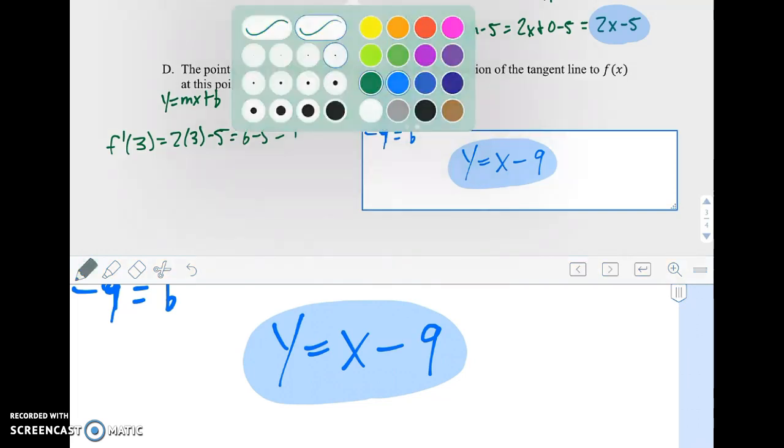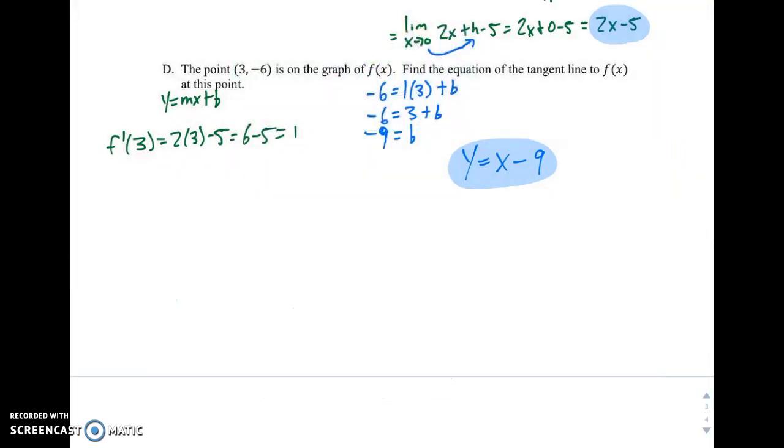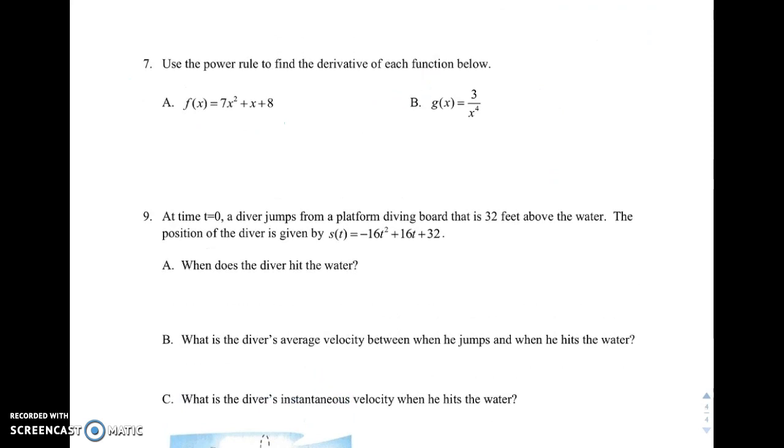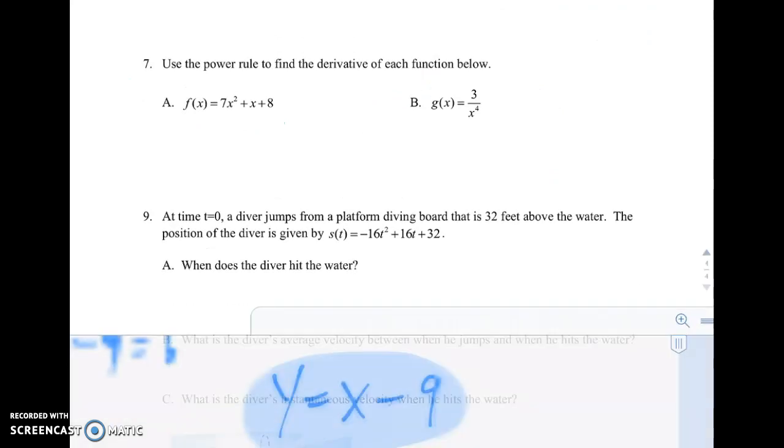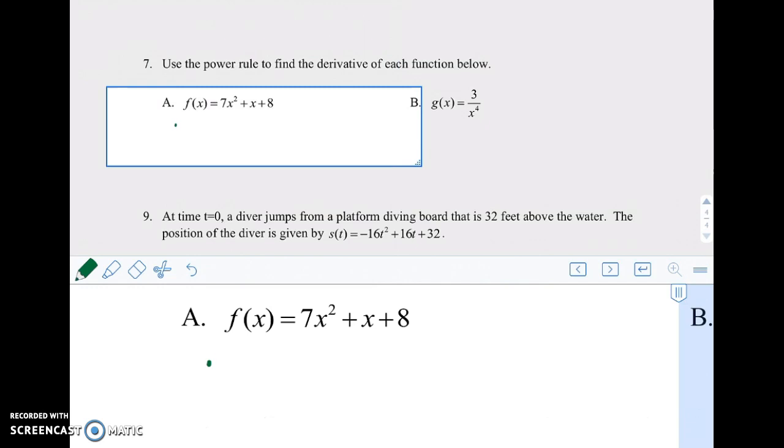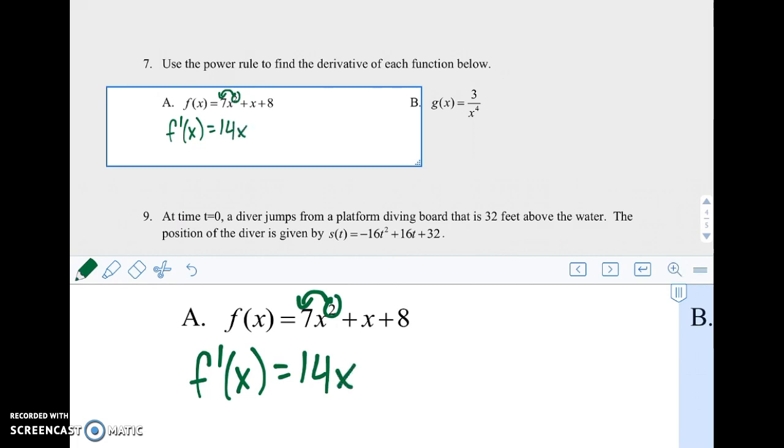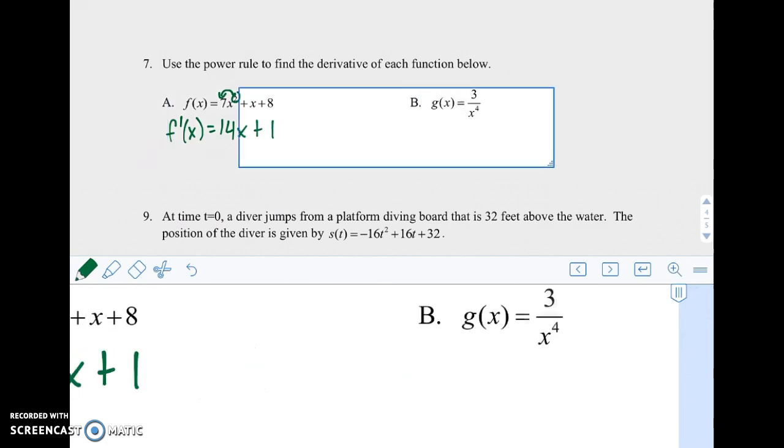Right? And then moving on to our last page, question 7, is using the power rule. The power rule is fairly basic, simple, straightforward. It just helps us find the derivative really fast instead of using that whole limit process. We can bring down the power here. So 2 times 7 is 14, and subtract 1 from that power, so we'll have 14x. And then the derivative of x is just 1. And the derivative of 8 is 0, so we don't need to write anything for that.